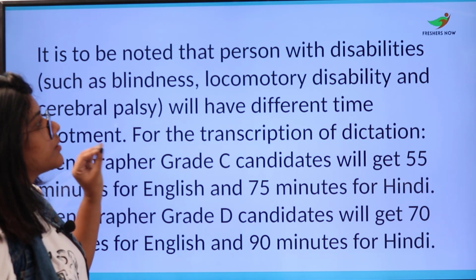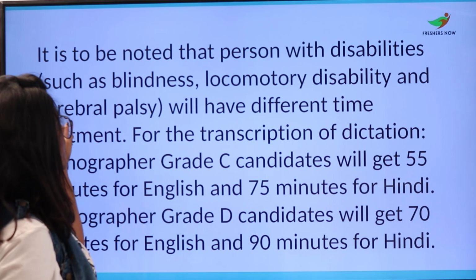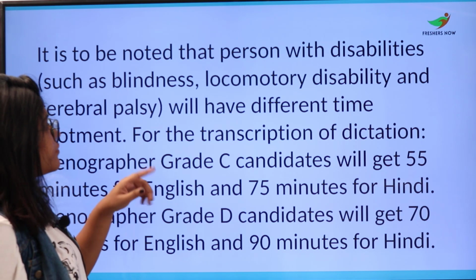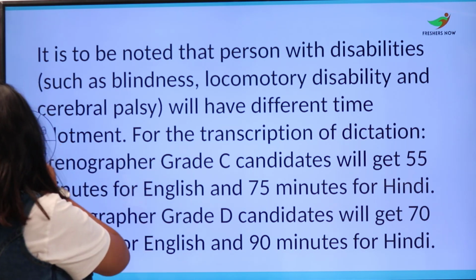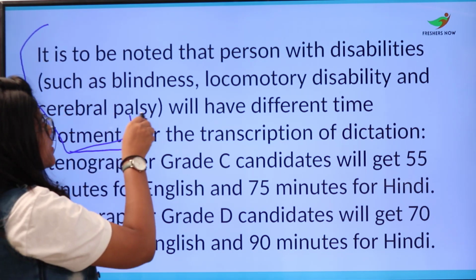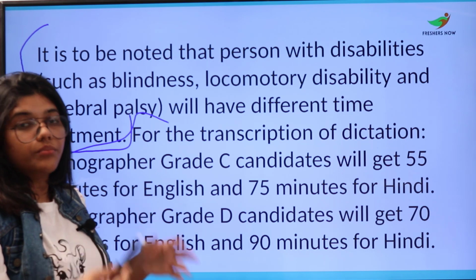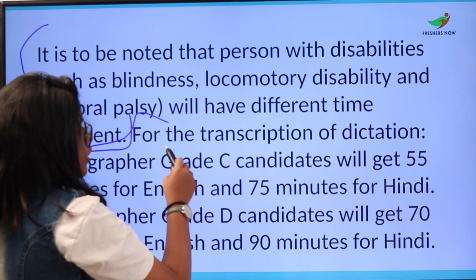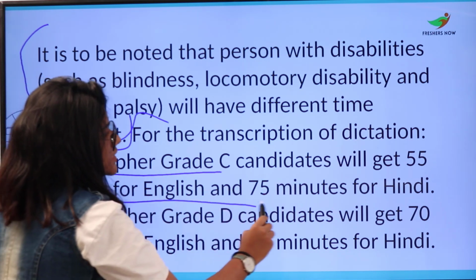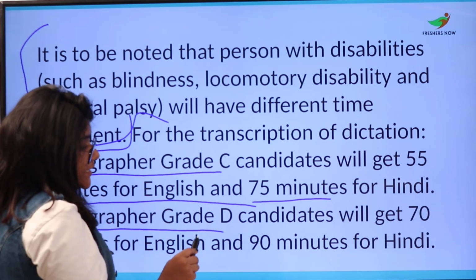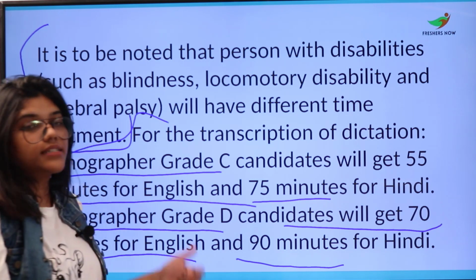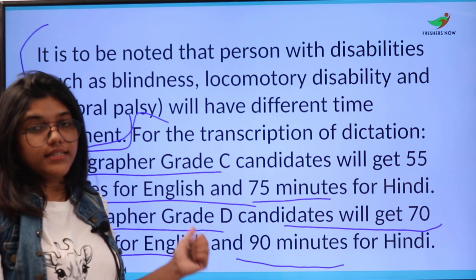It is to be noted that persons with disabilities such as blindness, locomotor disability and cerebral palsy will have different time allotment. So for those who are under this category, please make note that you will be given a different time limit for completing your examination. For the transcription of dictation, stenographer grade C candidates will get 55 minutes for English and 75 minutes for Hindi, and for grade D, candidates will get 70 minutes for English and 90 minutes for Hindi. This is especially for the candidates with disability.